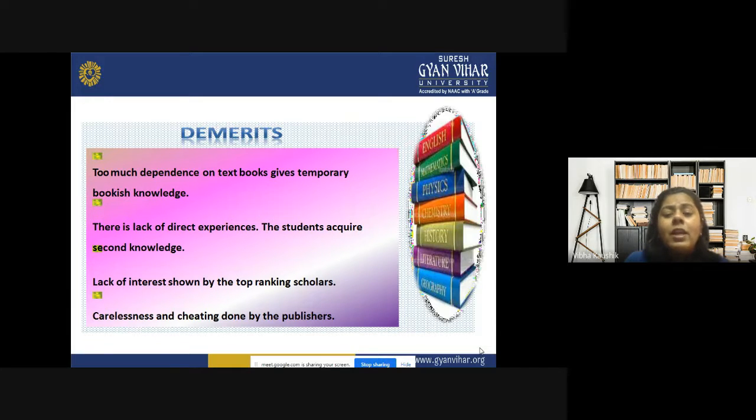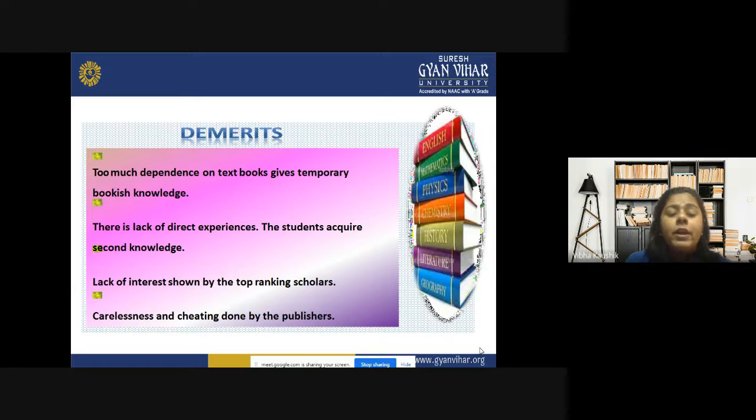First, the book does not include many examples. But when the teacher explains through the textbook, he will explain with different examples by incorporating them in the teaching-learning process.